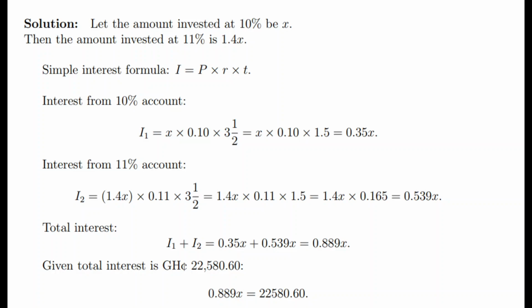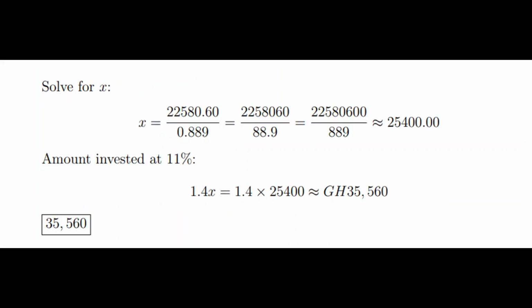This gives us 0.889x. So the total interest, from the question, was 22,580.60. If we are looking for x, it gives us x to be 25,400. So 25,400 is the principal of the 10% account. But we know that the principal of the 10% account times 1.4 will give us the principal in the 11% account.